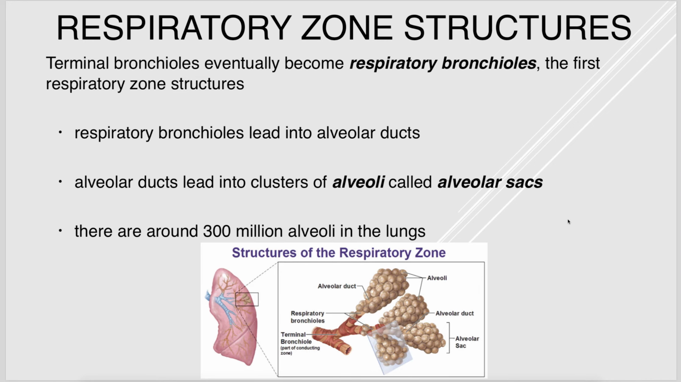Okay, so again, we talked about the respiratory bronchioles, which are the first of those respiratory zone structures, and they lead into alveolar ducts, and off of those alveolar ducts you have alveoli. Alveoli are the gas exchange structures, okay? They're going to be arranged in these grape-like bundles, those are called alveolar sacs.